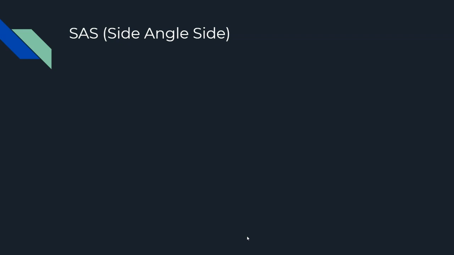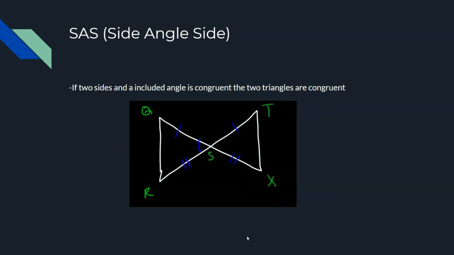This next one that we're going to talk about is side, angle, side, or SAS. If two sides and an included angle are congruent, then the two triangles are congruent. As you can see here in this example, we have two triangles. We have triangle RQS and triangle TXS. We notice right away that side QS and side TS are congruent because they have 1 dash.